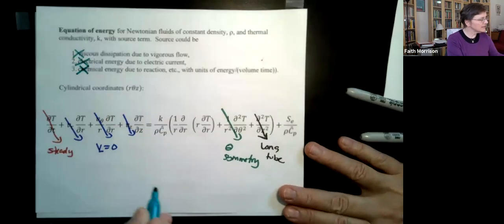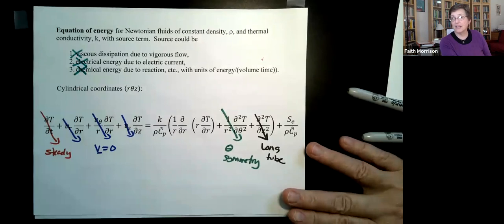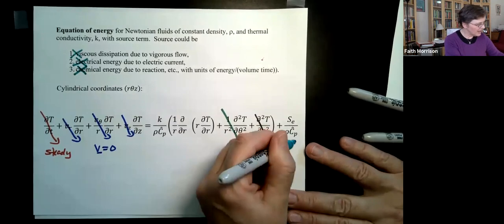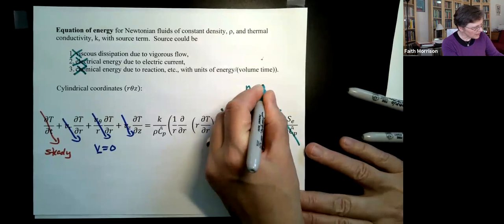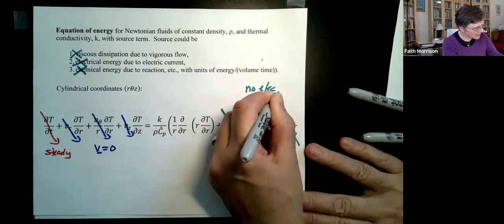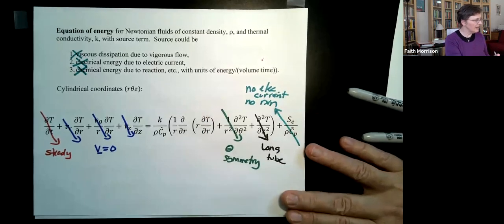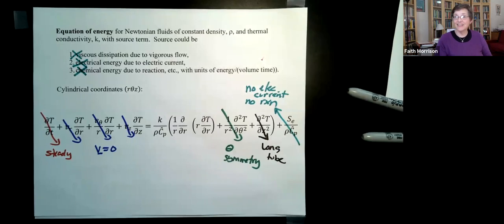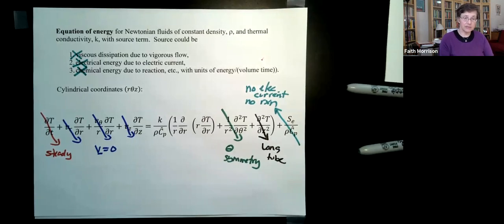So those are the reasons. Sometimes I don't even ask myself about viscous dissipation because that's pretty rare. But the two common ones would be electric current and chemical reaction, and they're not there. And so this one is 0 because there's no electrical current and no reaction. So we have simplified the governing equation as much as we can, and now it's time to solve.